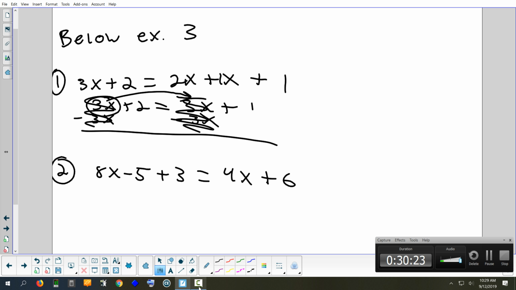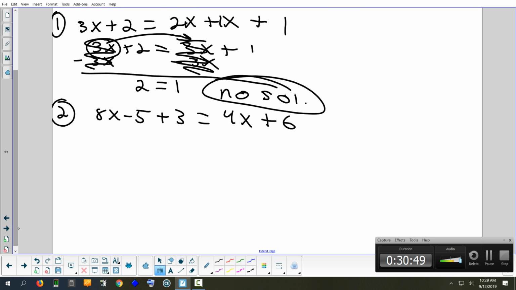What's on the left-hand side? 2. Equals, and what's on the right? 1. Now, if you stop there, I'm going to give you half, because you did the work, but you don't have an answer. What does 2 equals 1 mean? What is the answer? No solution. No solution. Yep, good.